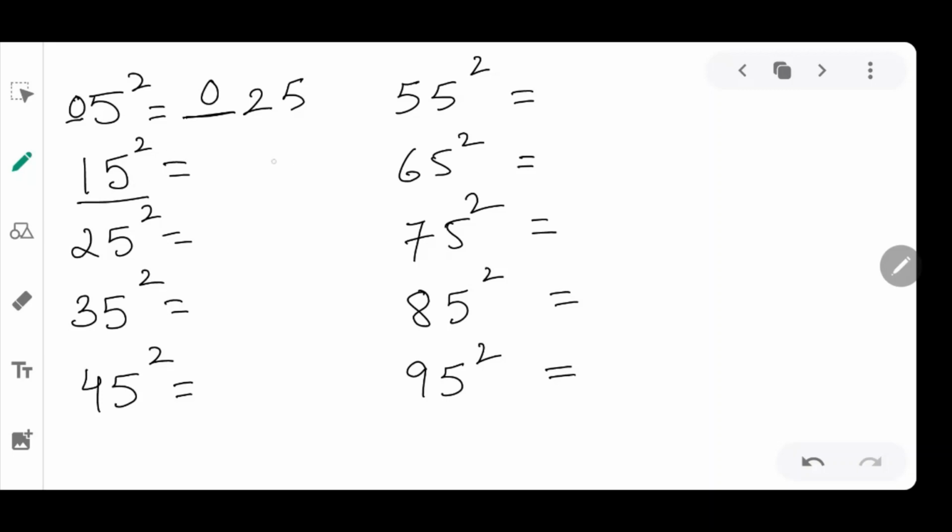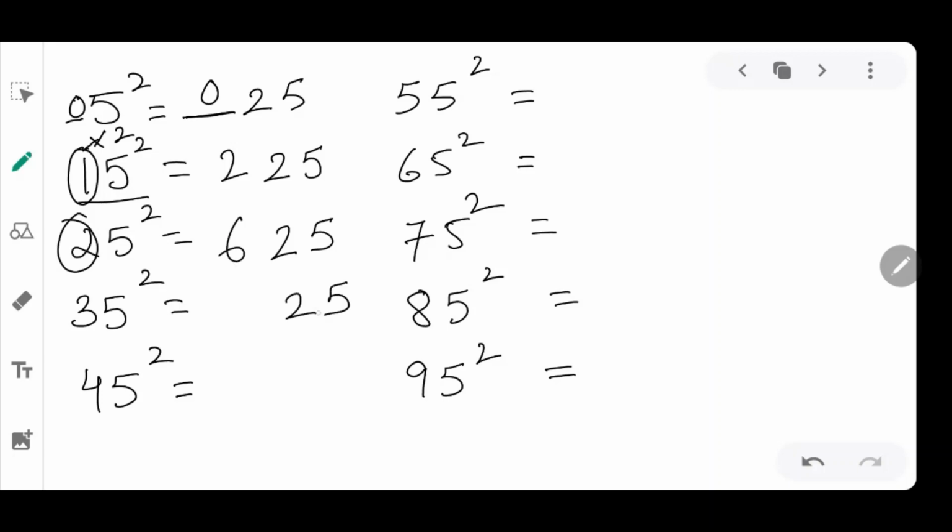Here you have 15 square. 5 square is at the end, so we will put 25 directly. And there is a digit 1. 1 multiplied by the next digit, which is 2. So 1 multiplied by 2 is 2. 25 square, we will put 25 at the end. 2 multiplied by 3, 6. 35 square, 25 at the end, 3 multiplied by 4, 12. Then we have 45 square, 25 at the end. Now 4 multiplied by 5 will give me 20.